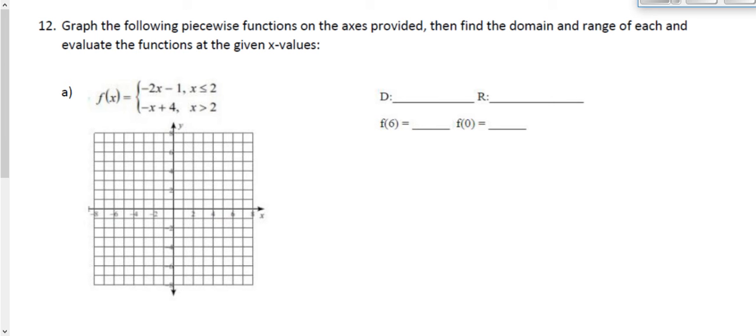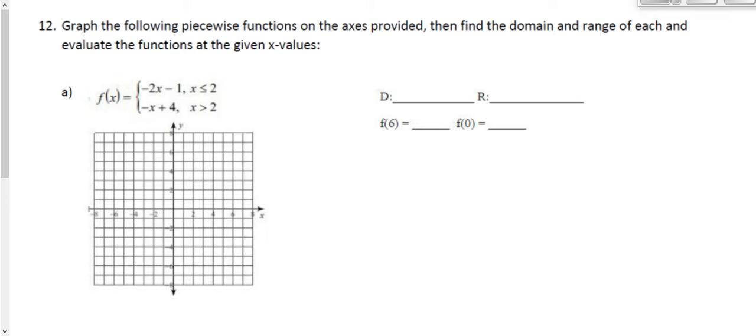Let's go ahead and pick up with the last question from this review packet, question number 12. Question 12 is asking us to graph these piecewise functions and to find the domain and range and some inputs. So let's go ahead and take a look at graphing this first function.